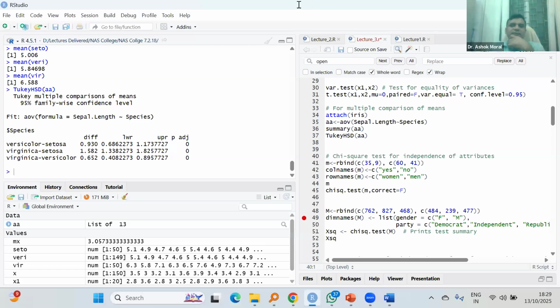In all the cases our p value is coming 0. So what does it mean? It means that for 1 with 2, 1 with 3, 2 with 3, there is no equality. All three means are completely different from each other.